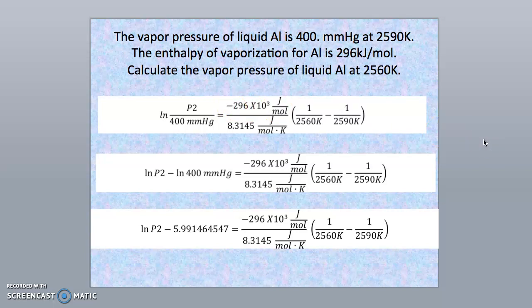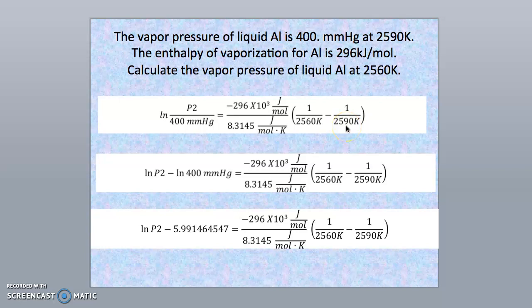So what I've done is I've set up the equation, and I'm going to solve for P2. My first pressure, 400 millimeters mercury, is here. If that's going to be P1, it's got to correspond to T1, and that's over here at 2590. So I've set up the problem.